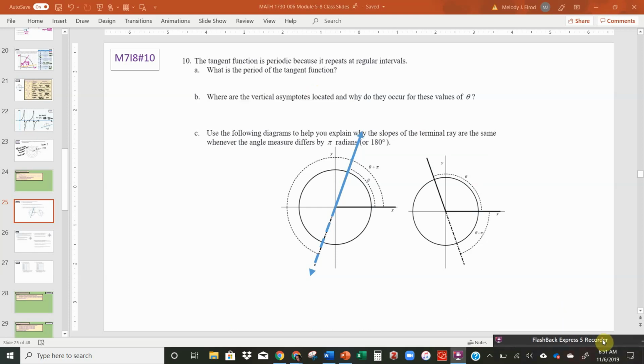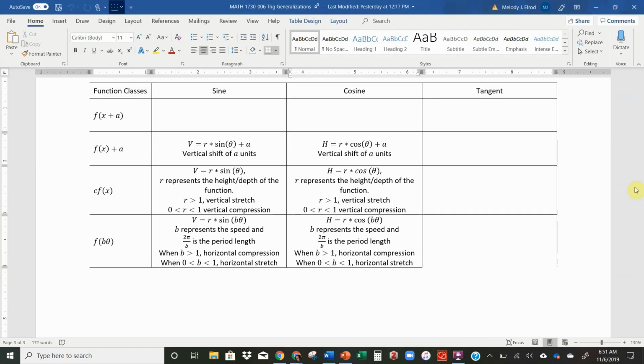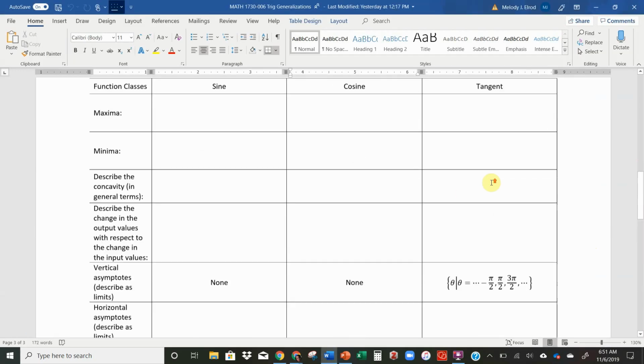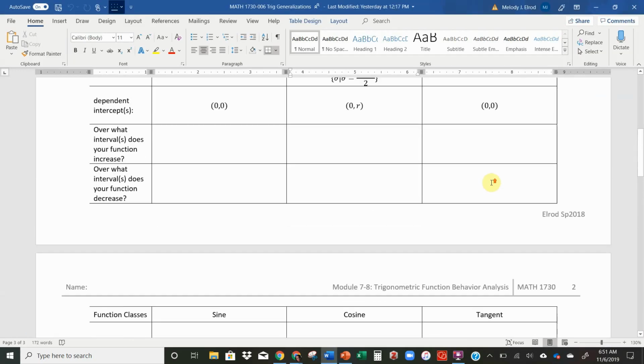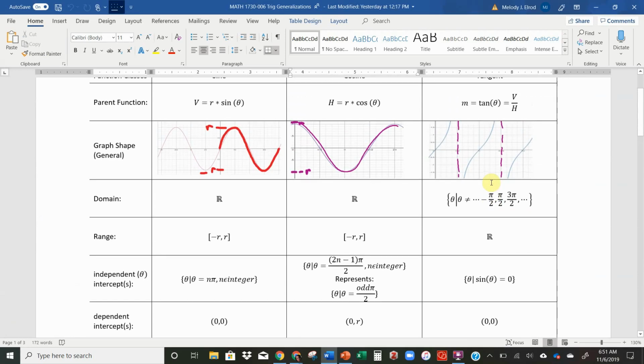Good morning. So the purpose of this first video is to get us reoriented on tangent, clean up some things that we already know about it. Now in class recently, we looked at the tangent function. We looked at both the asymptotes of the tangent function as well as some information about the domain and range and that kind of thing, the independent and dependent intercepts.